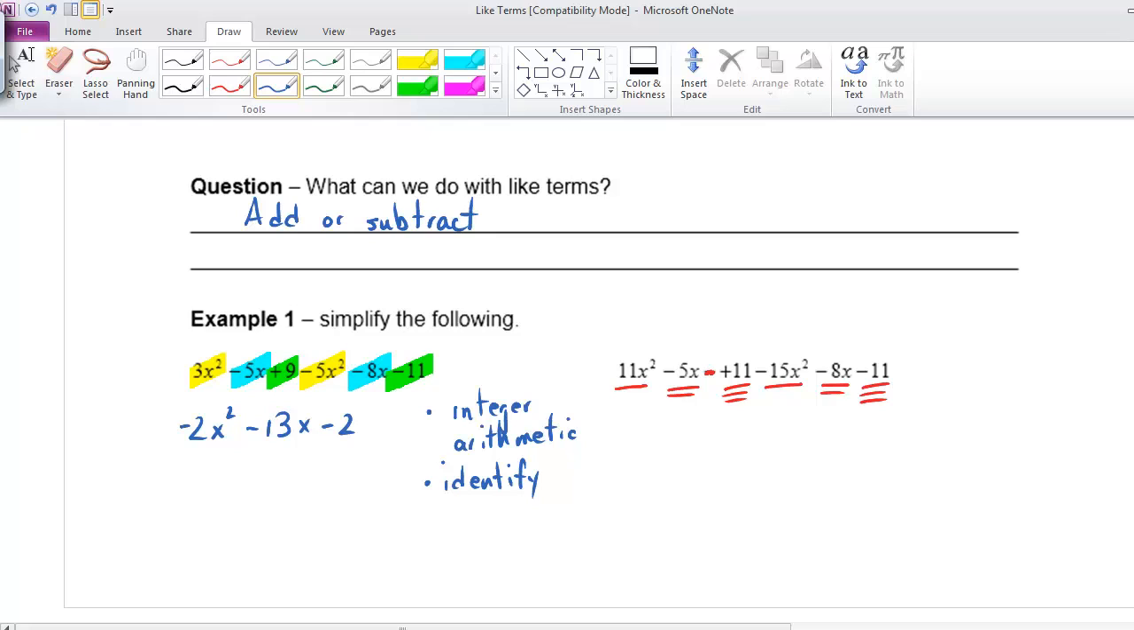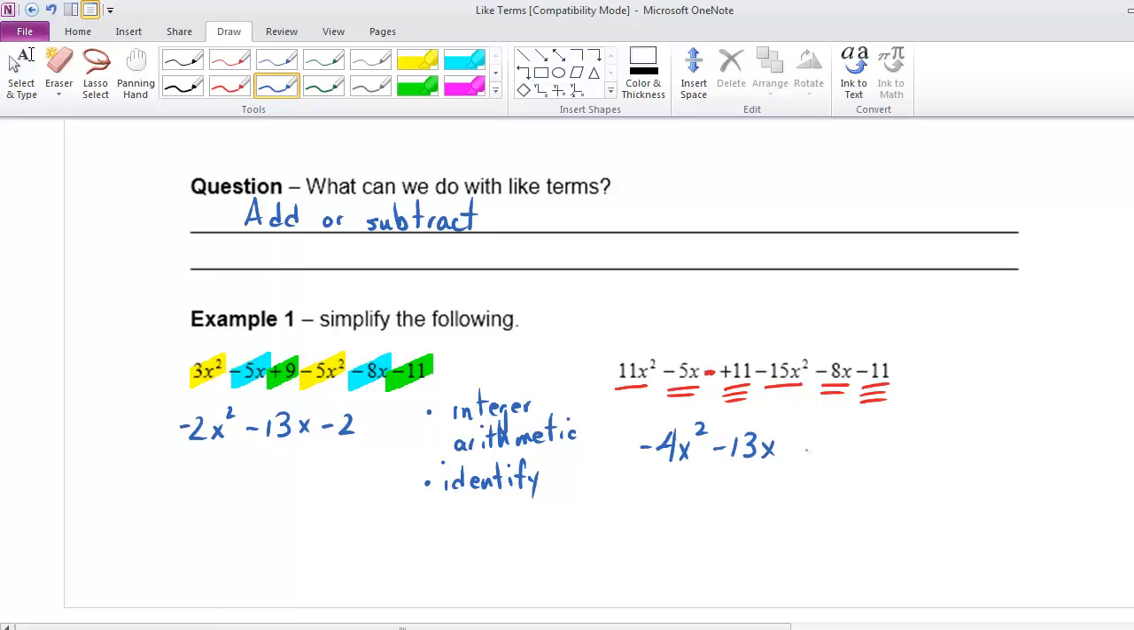So what I can then go ahead and do is to look at my little legend, I guess, and go, what's 11x squared minus 15x squared? Well, that's negative 4x squared. Negative 5x minus negative 8x, well, that's negative 13x. And 11 minus 11 is 0. And there's my final answer.